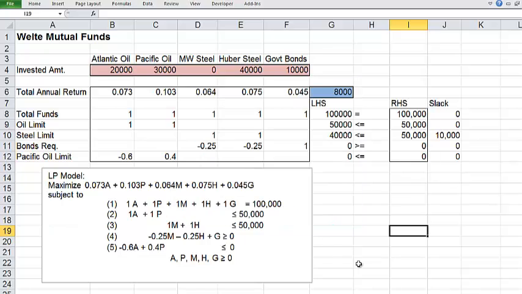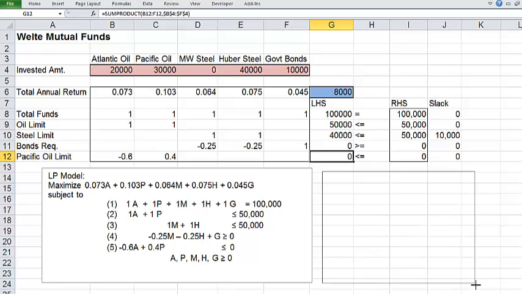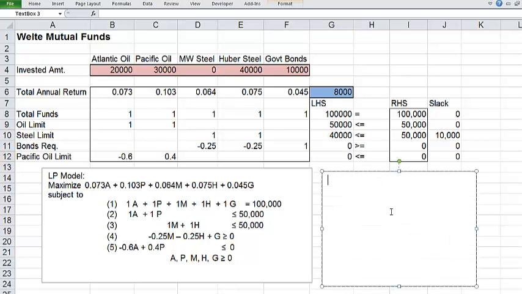And we have the solution. Now let's summarize the answer over here. So what do we want to do? So you want to invest $20,000 in the Atlantic oil, $30,000 in the Pacific oil, nothing in the Midwest Steel, $40,000 in Huber Steel, and $10,000 in government bonds.